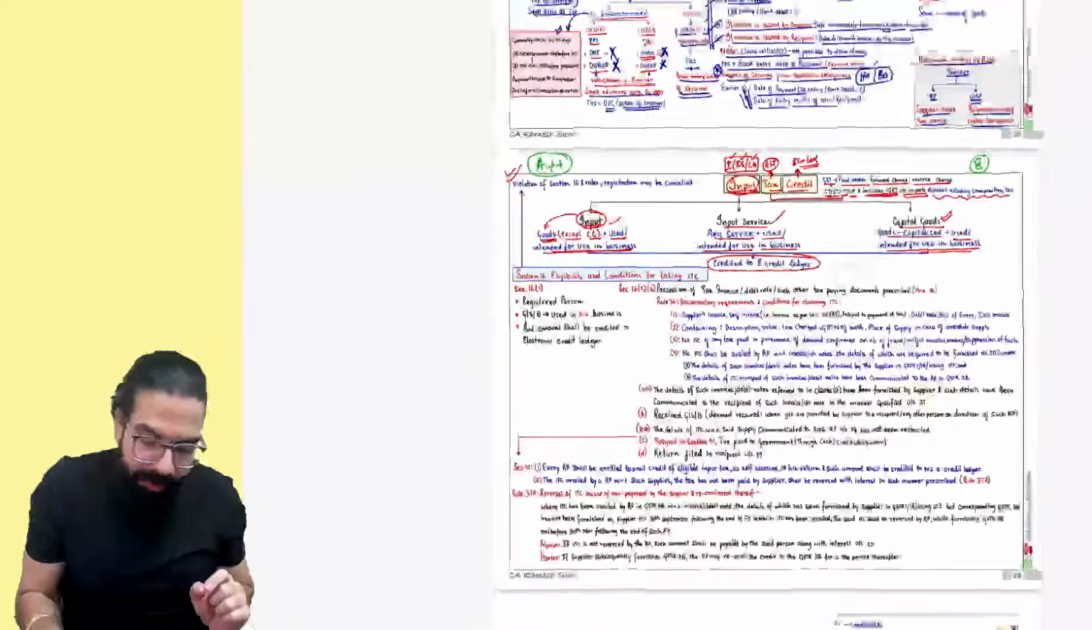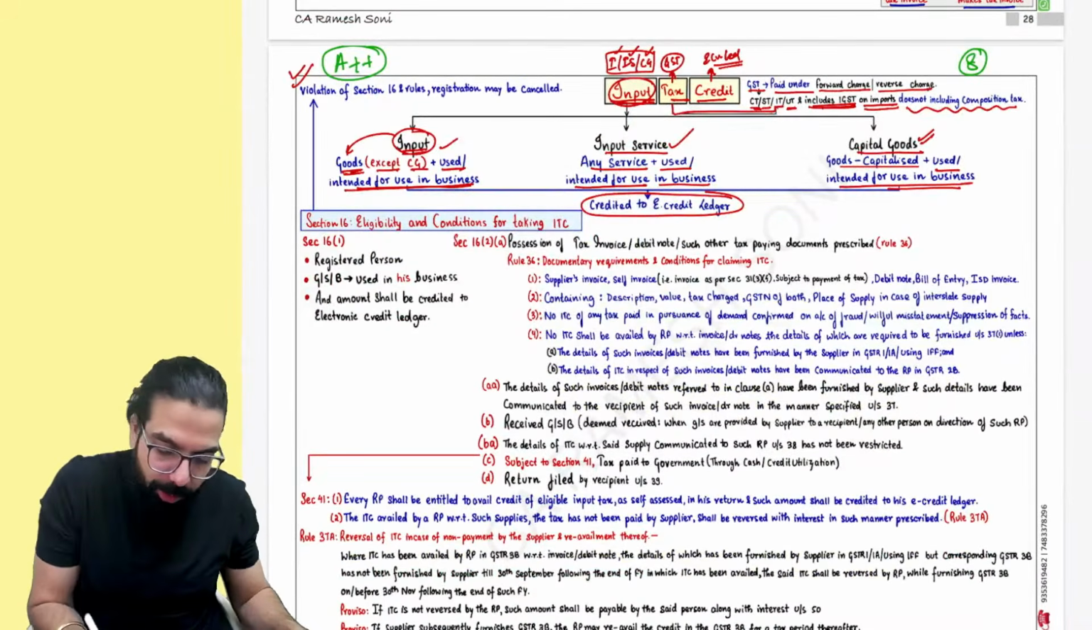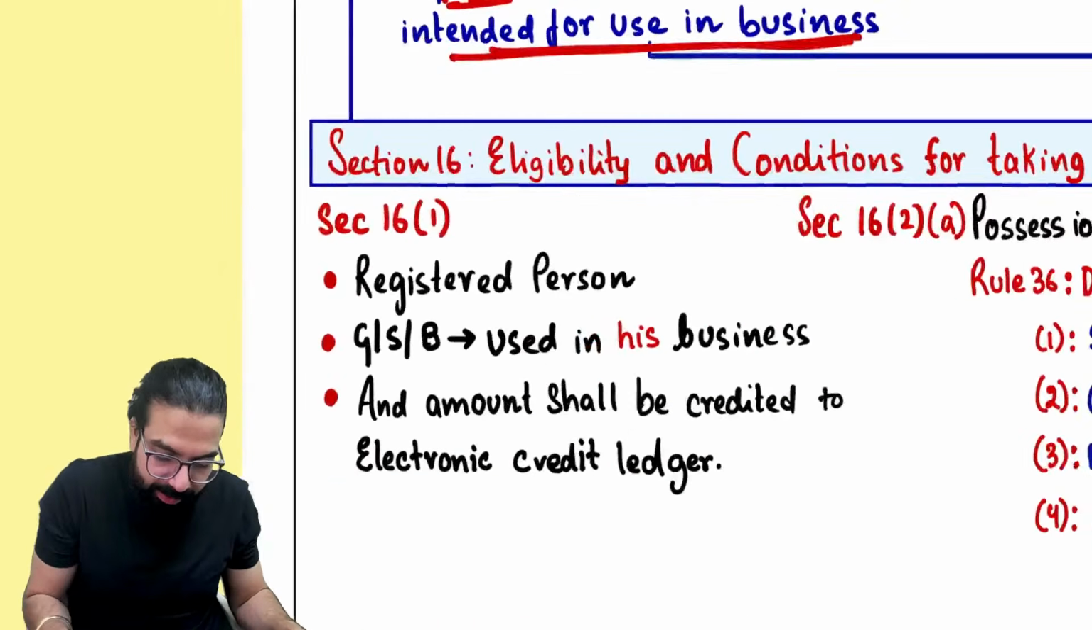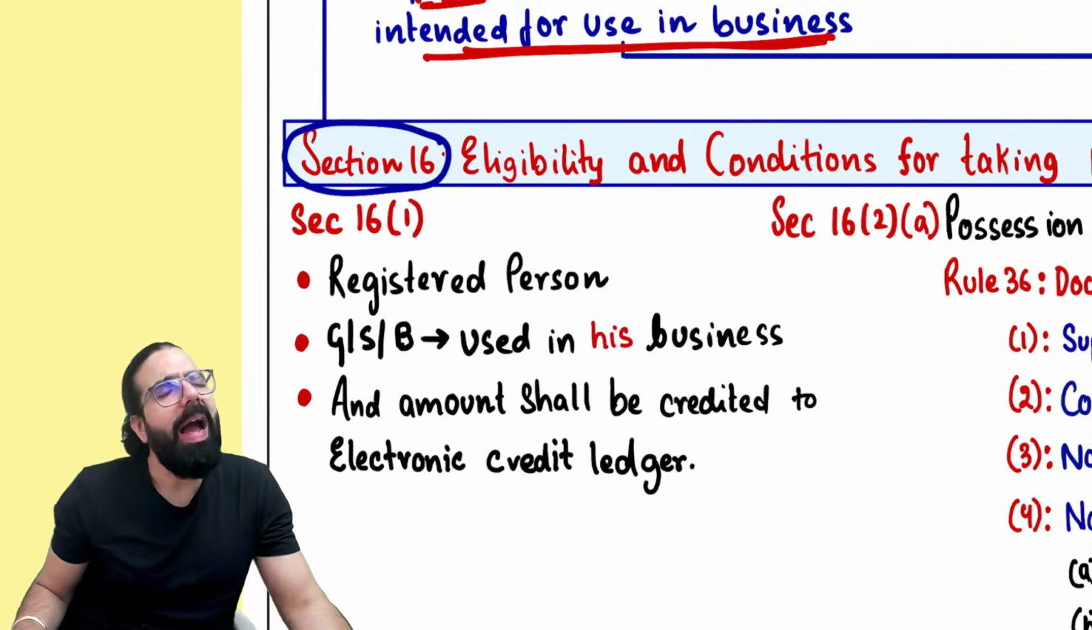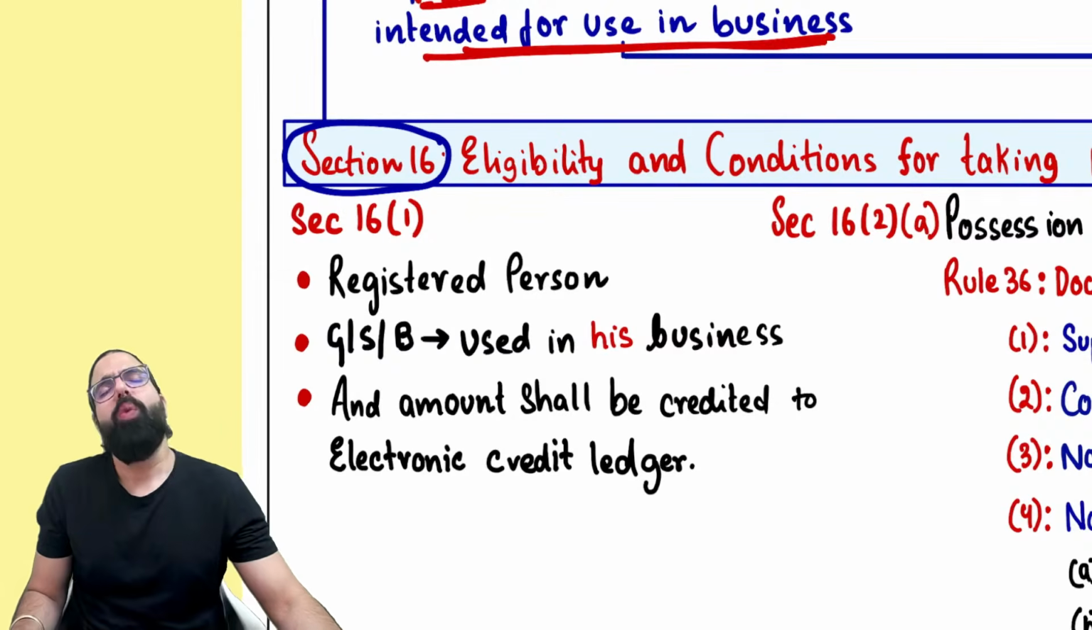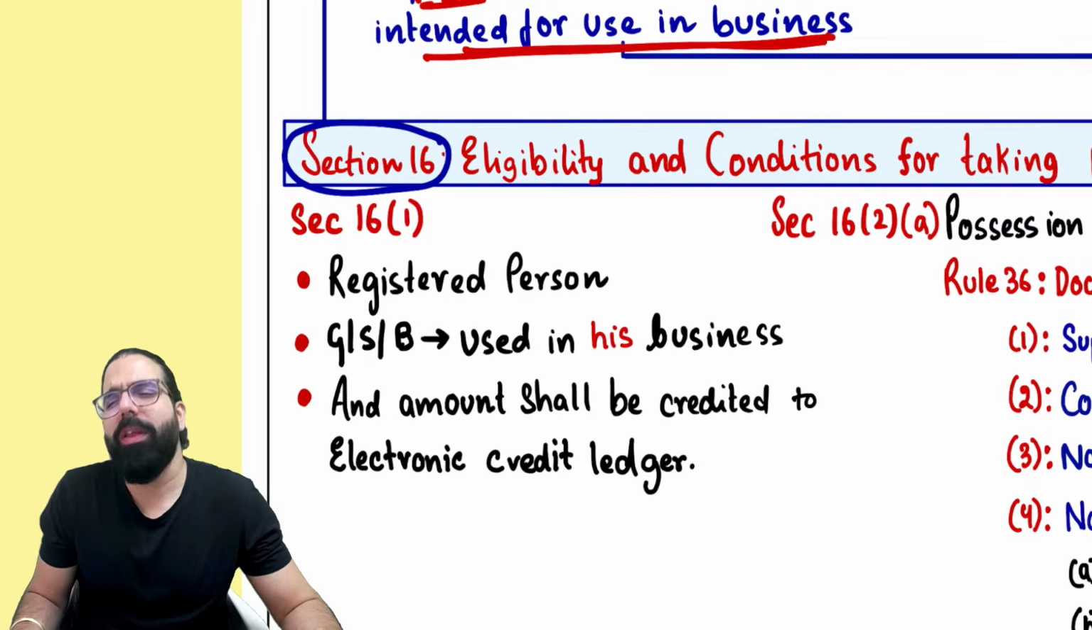Now, in your input tax credit chapter, the most important section which is there is section number 16. But before I go ahead and talk about section number 16, I want to go ahead and talk about why the chapter of input tax credit. What is the linking of the chapter?